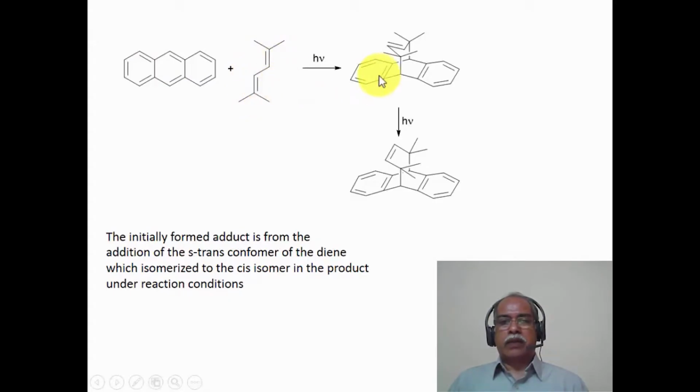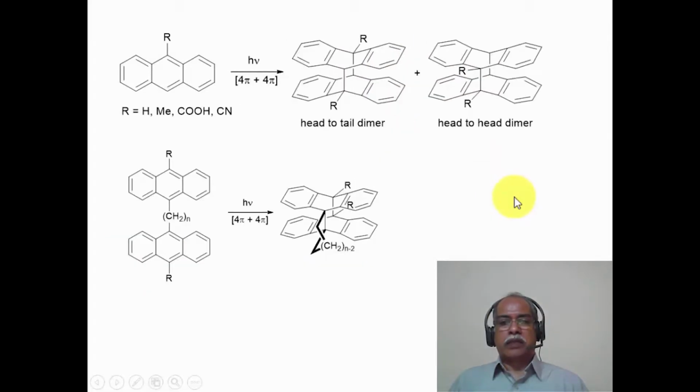The exciplex intermediate is what is actually undergoing the cycloaddition reaction to give this initial trans adduct, which isomerizes to the cis adduct during the course of the photochemical isomerization reaction. The more common reaction that one observes in the laboratory is the dimerization of anthracene. Anthracenes are very reactive in the 9 and 10 position. Upon photochemical excitation, they do undergo 4pi cycloaddition reaction in a suprafacial manner.